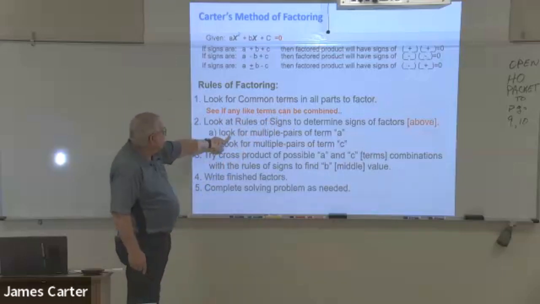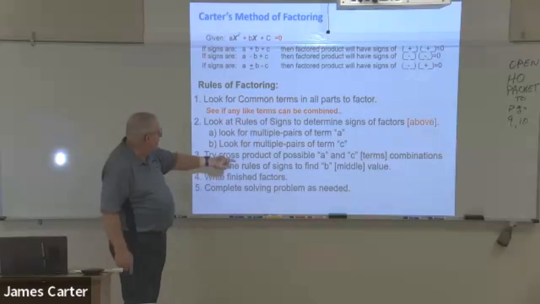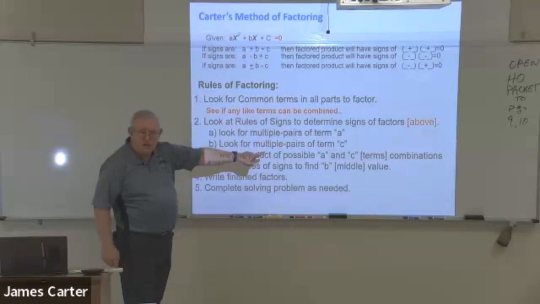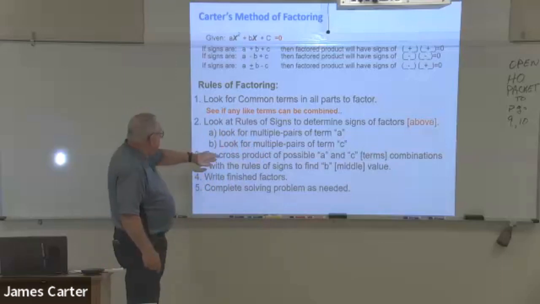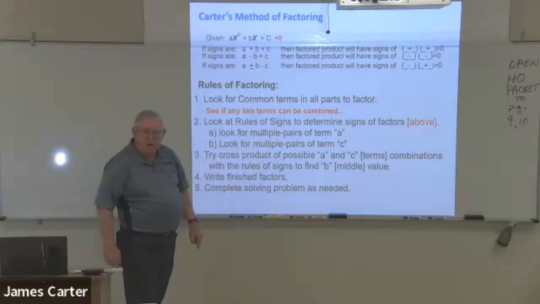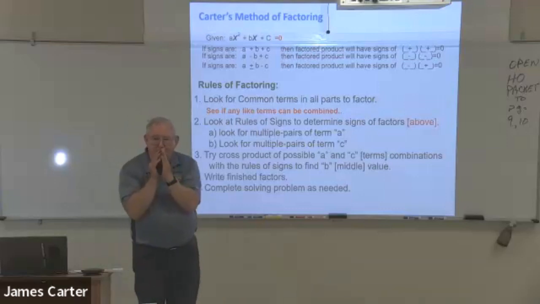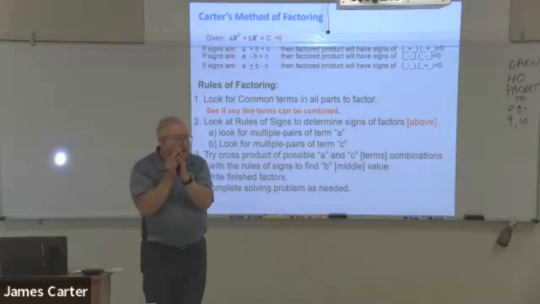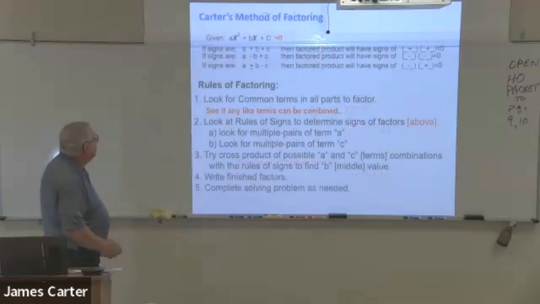Okay. Now, look at the rule of signs to determine what kind of an answer you're going to have. Then find what I call the multiple pairs of the first term and the multiple pairs of the last term. So far, we're just like the AC method. Okay? Except now I do a cross product of these multiple terms. And it will produce the middle term, which you can verify. And if it verifies, then you've got it factored. So let's try an example.